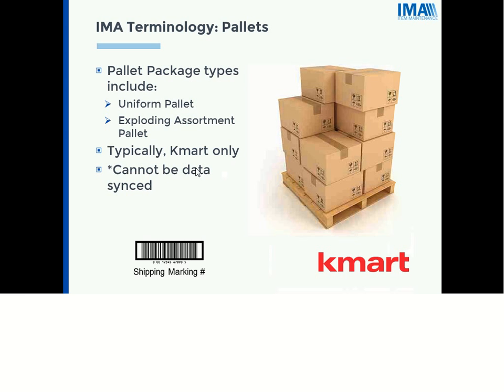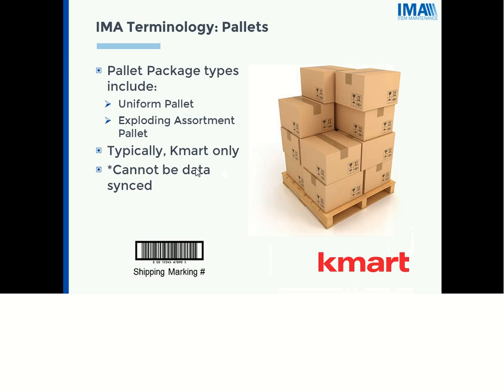And then we have pallets. There are two types of pallets. We have a uniform pallet, which is really just like a uniform carton, and an exploding assortment pallet, which is just like an exploding assortment carton. So just like the mixed and assorted cartons, pallets cannot be built in the system for items going through a Sears ordering system. It can only be built for items going through the Kmart ordering system.